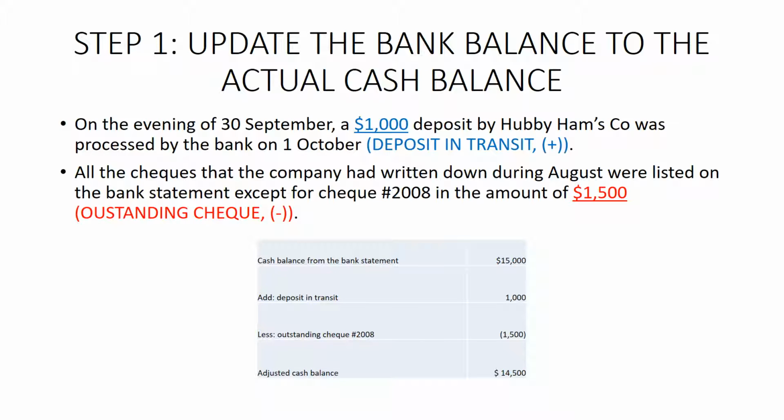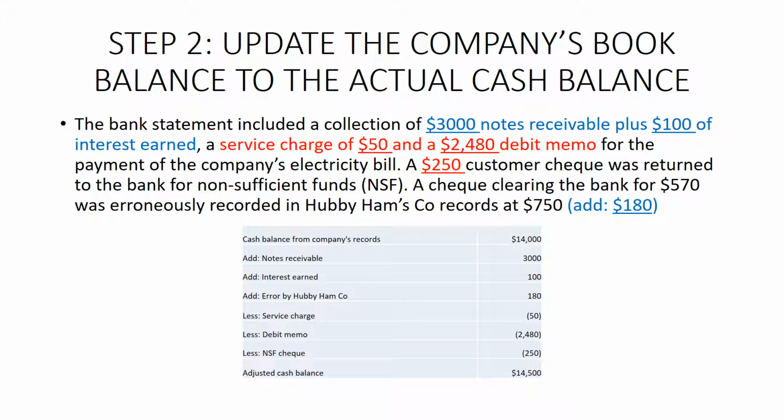Step 1, we update the bank balance to the actual cash balance. So starting amount $15,000, addition of $1,000, subtraction of $1,500, adjusted cash balance $14,500. Same thing goes for the company, $14,000 we start with, additions, subtractions, adjusted cash balance. Look at that, lo and behold, $14,500.